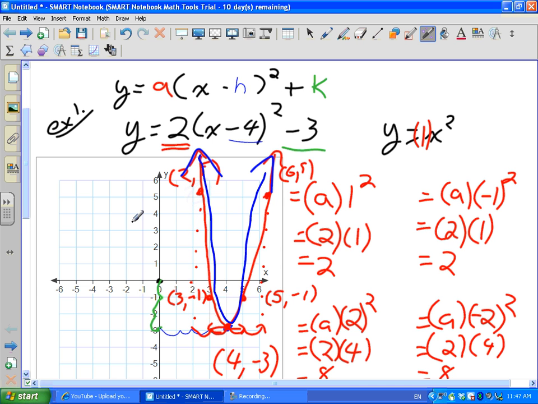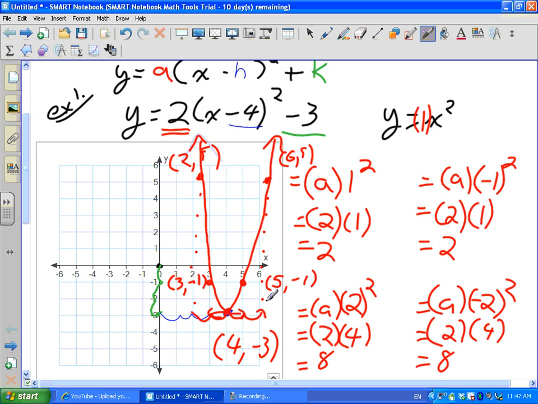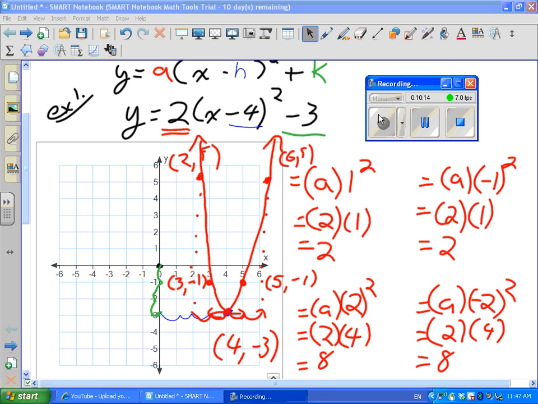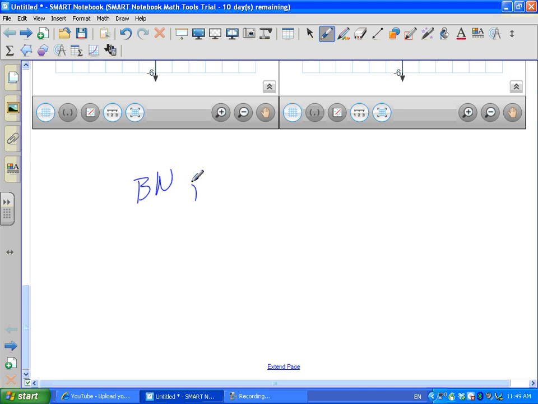And that's how I translate or transform my parabola. So, right now I want you to do blue notebook, page 301 and 302 to practice what I've just shown you. The next part of this lesson, we'll take up example 2 and 3. Okay? So do those right now.